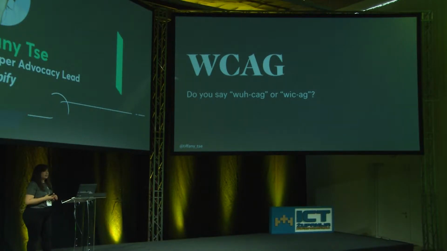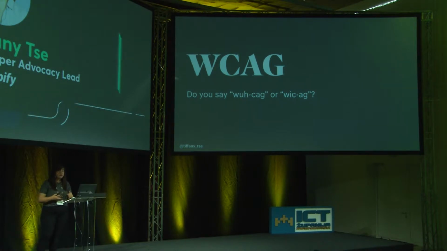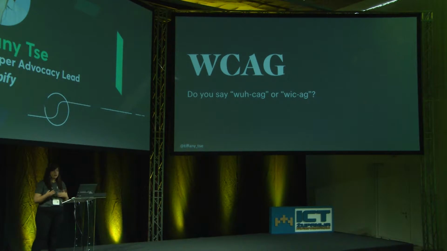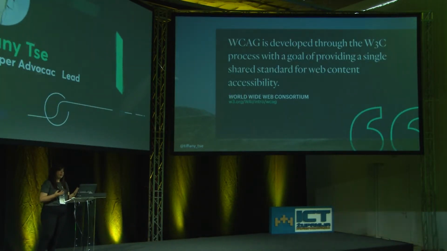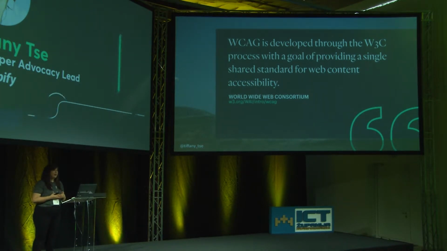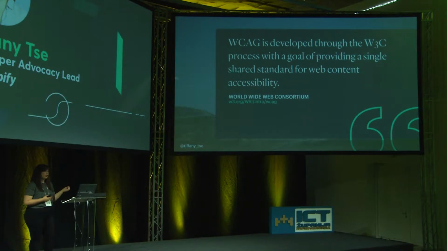So when most governments set rules for accessibility, they usually point to WCAG, which is the Web Content Accessibility Guidelines published by the W3C, the World Wide Web Consortium. And the goal of WCAG is to provide a single shared standard for web accessibility. And this is why most accessibility requirements put forward by the government usually recommend some kind of WCAG specification. So WCAG, specifically WCAG 2.0, is considered the gold standard for accessibility. And this is the criteria that we're striving for at Shopify.